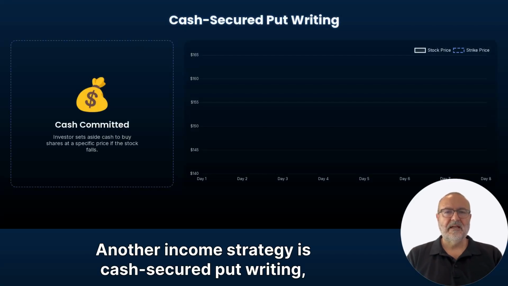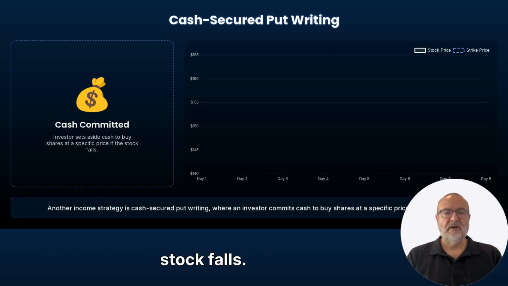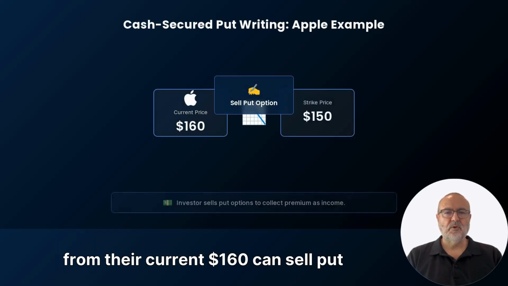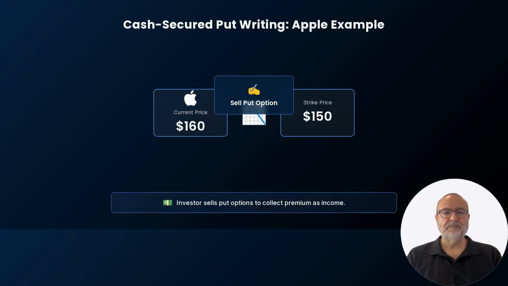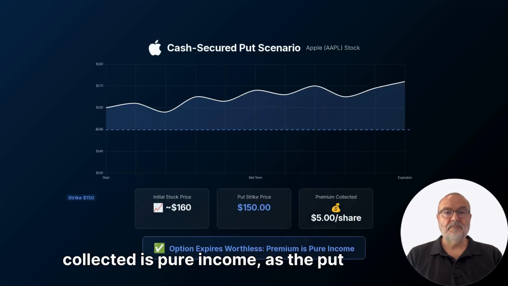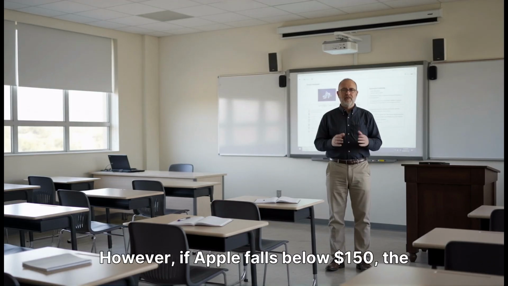Another income strategy is cash-secured put writing, where an investor commits cash to buy shares at a specific price if the stock falls. For instance, an investor willing to buy Apple shares if they drop to $150 from their current $160 can sell put options with a $150 strike. If Apple stays above $150, the premium collected is pure income, as the put option expires worthless. However, if Apple falls below $150, the investor buys the shares at an effective discount, which is the strike price minus the premium received.